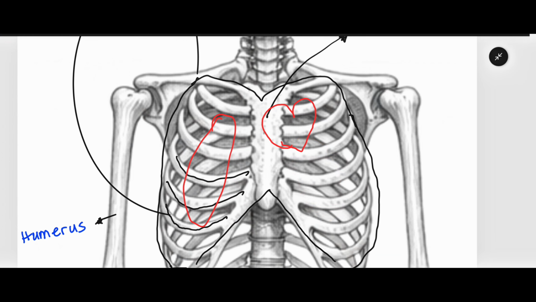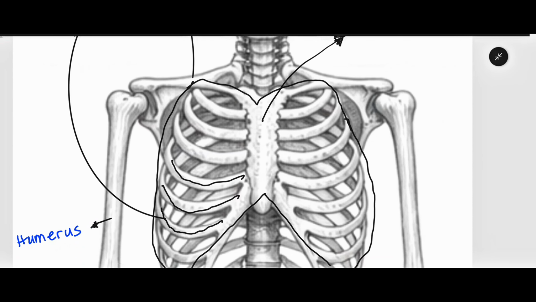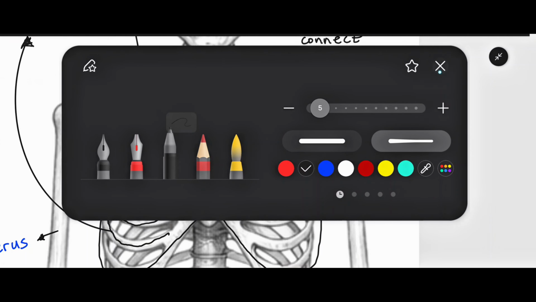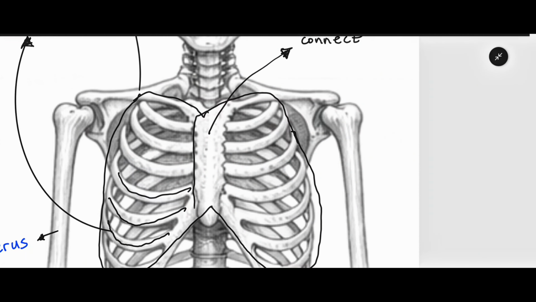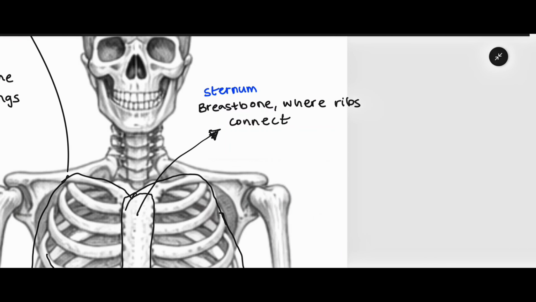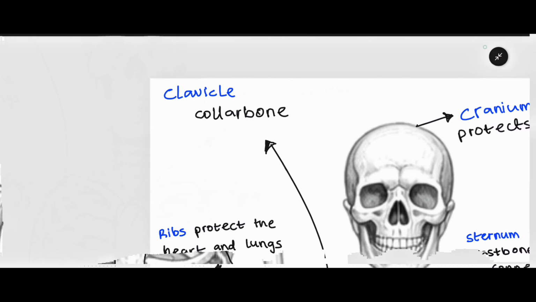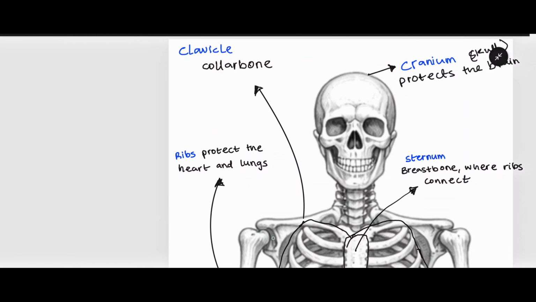Next, we have the sternum. The sternum is this bone in the middle here, your breastbone. That's your sternum, and it's where the ribs connect. Okay, then at the shoulder area, we have the clavicle. You can see the clavicle is your collarbone, this bone that goes across right here.